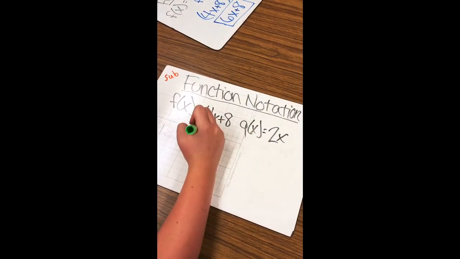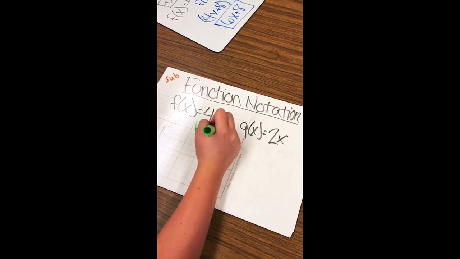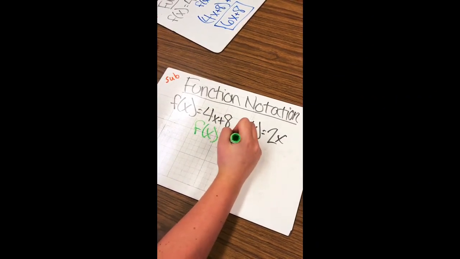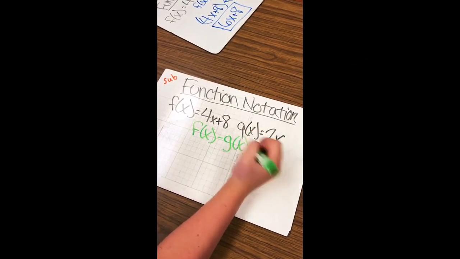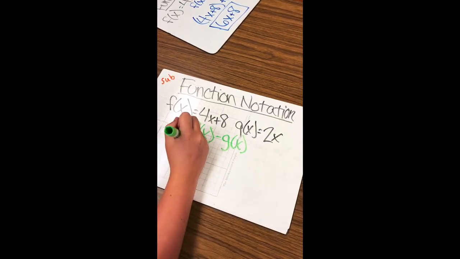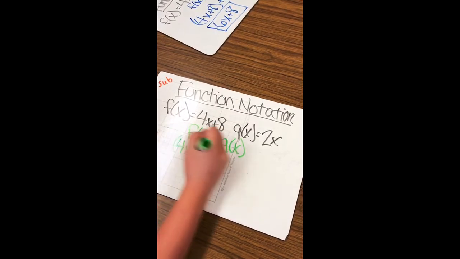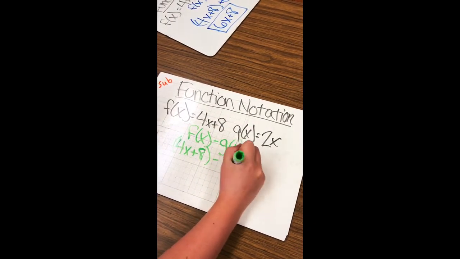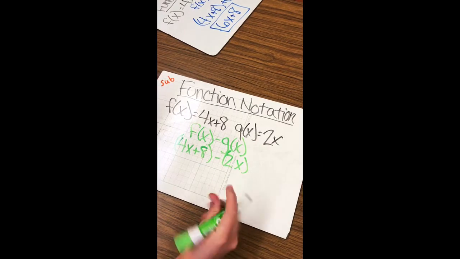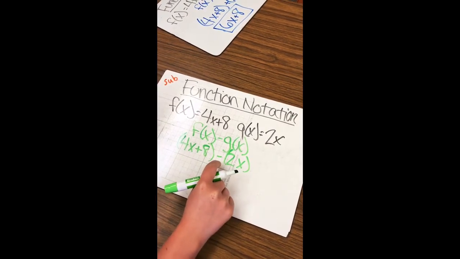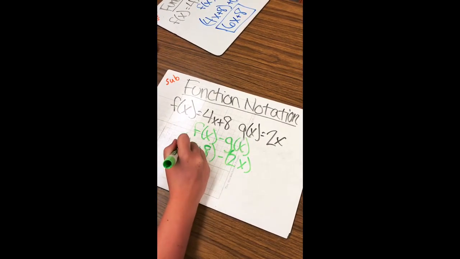So again, I am going to put the f of x and the g of x in the order that I'm going to subtract in. I'm going to put each term in parentheses so I know where the negative goes. Now subtracting is basically just distributing the negative, so I'm going to do that.